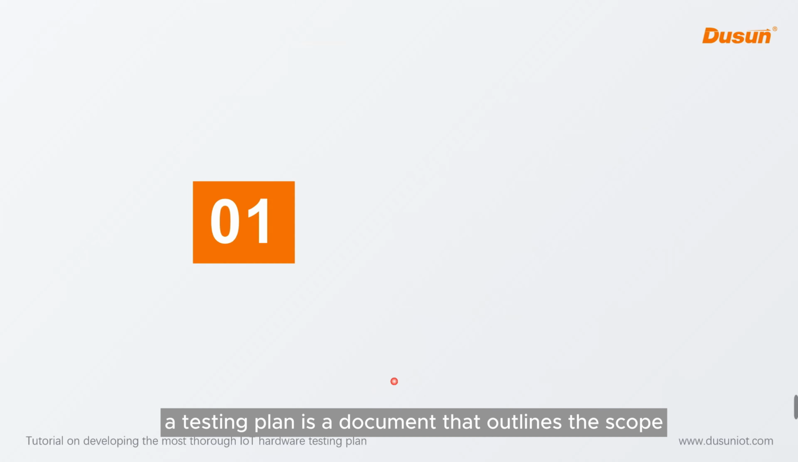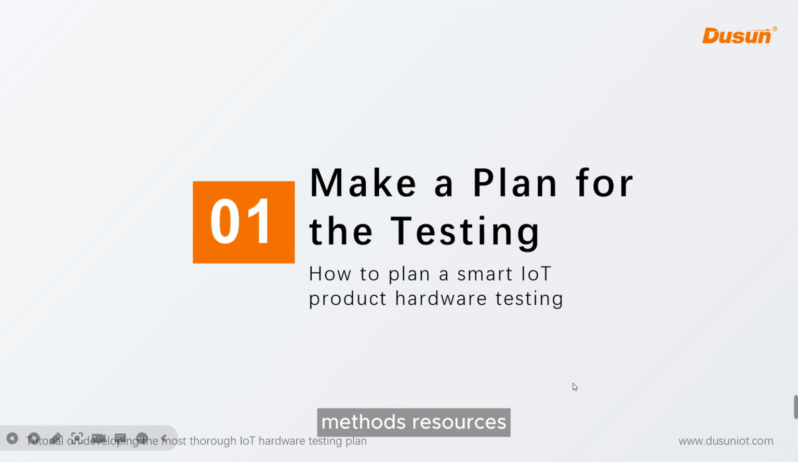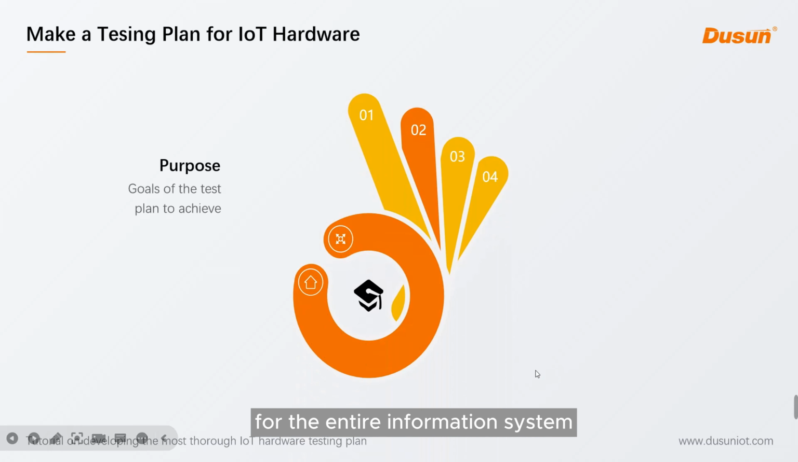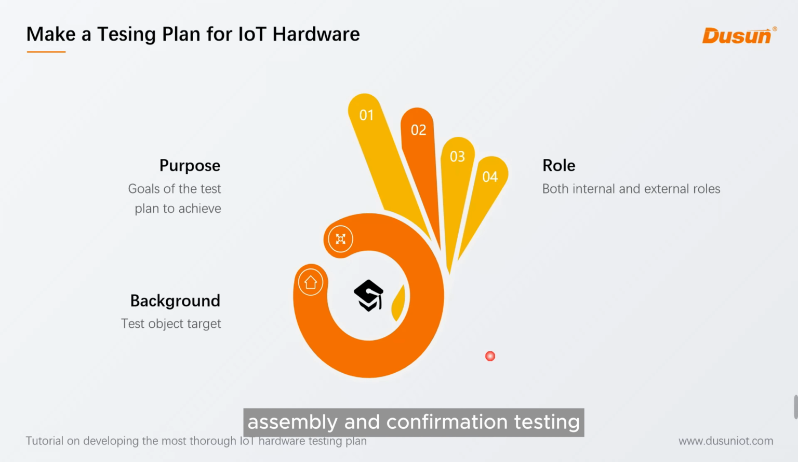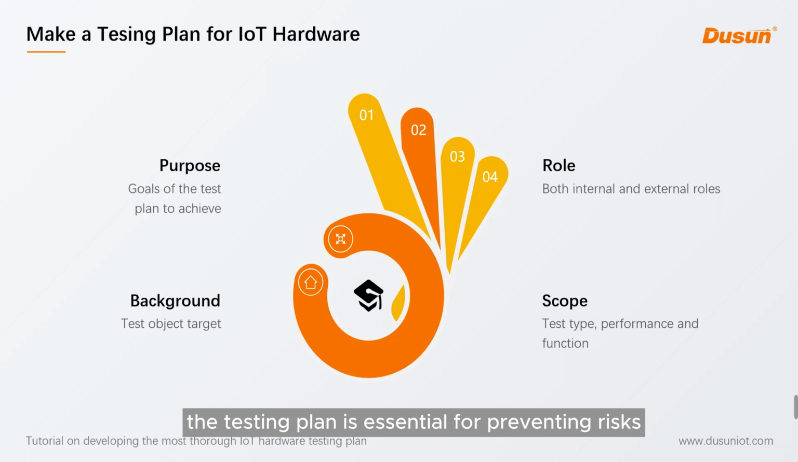A testing plan is a document that outlines the scope, methods, resources, and schedule of the testing activities for the entire information system, including hardware assembly and confirmation testing. It identifies what will be tested, the features to be tested, who will perform the tests, and various potential risks. The testing plan is essential for preventing risks and ensuring the smooth implementation of the plan.